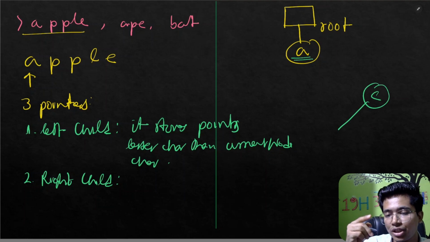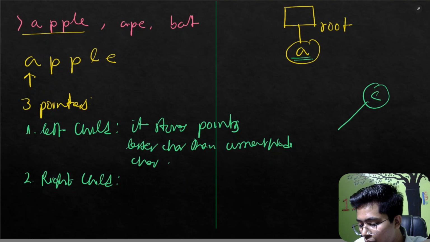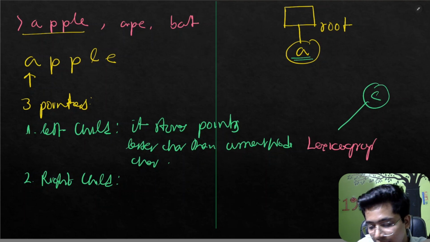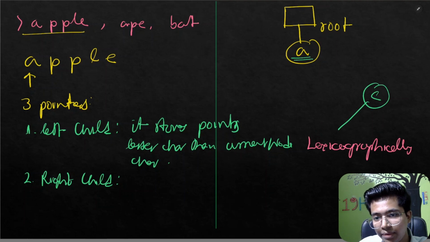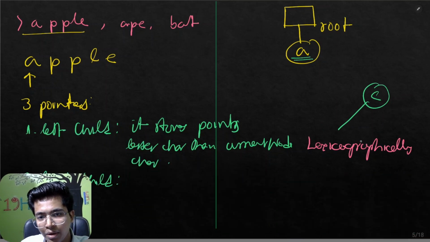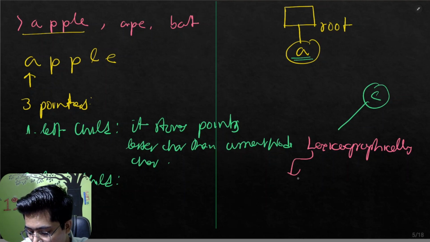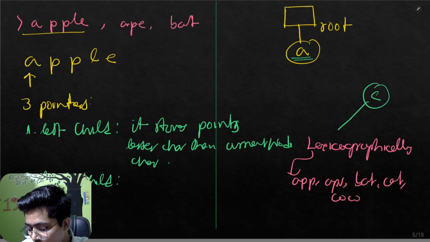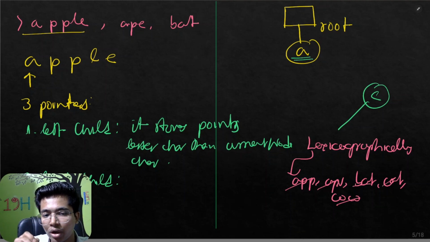Lexicographically means dictionary-wise. You might be thinking, what is dictionary-wise? The meaning of lexicographically is dictionary-wise. That means if there are the words app, bat, cat, cow, the order will be first app, bat, then cat, then cow. That means it follows the dictionary order.